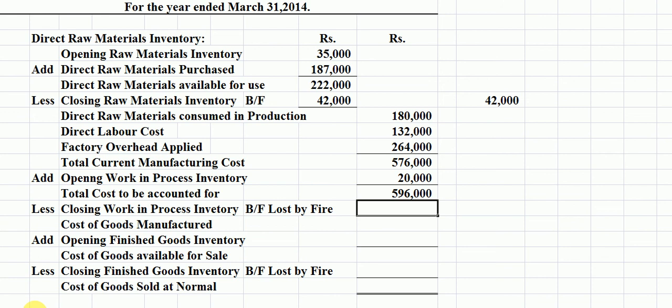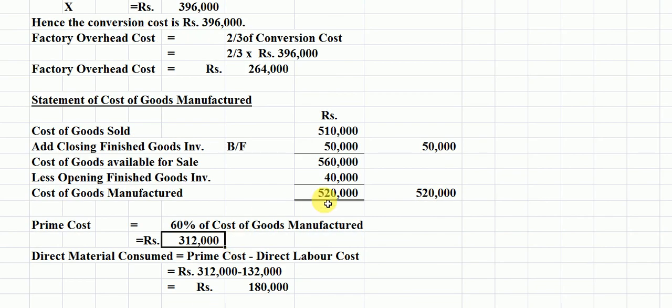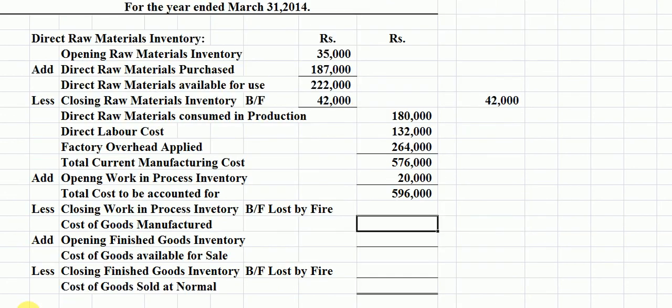Now we go to cost of goods manufactured, which we found here as 5,20,000 rupees. Now we take the difference between both values. Then we find that students, 76,000 rupees is the closing work in process inventory. This is the balancing figure lost by fire.